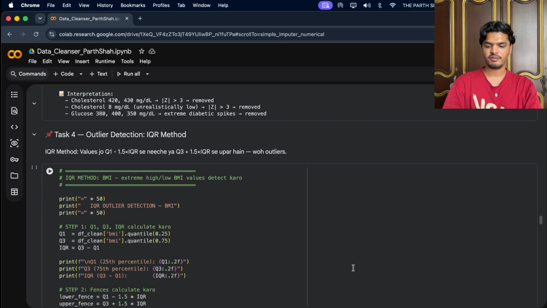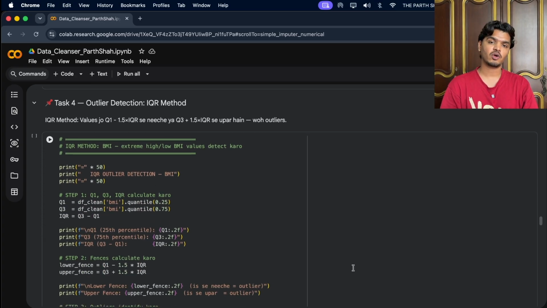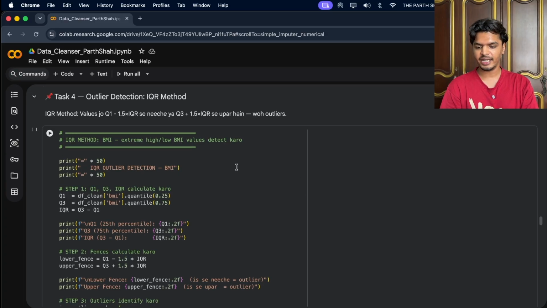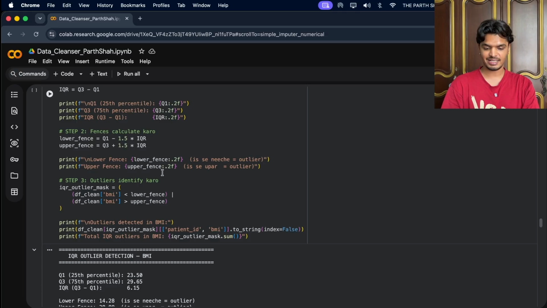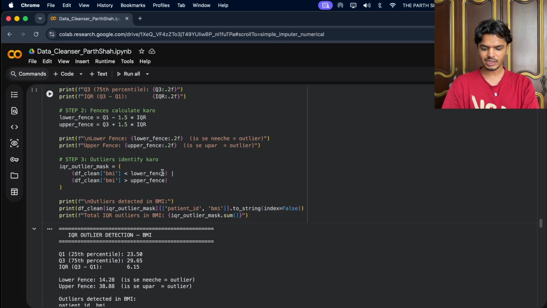Second, the IQR method. IQR stands for interquartile range, the spread of the middle 50% of the data. I applied it to BMI. The standard 1.5 fences: any BMI below Q1 minus 1.5 times IQR or above Q3 plus 1.5 times IQR is flagged as an outlier. This method is robust to skewed data, as it uses percentiles, not mean or standard deviation, so extreme values don't distort the boundaries.